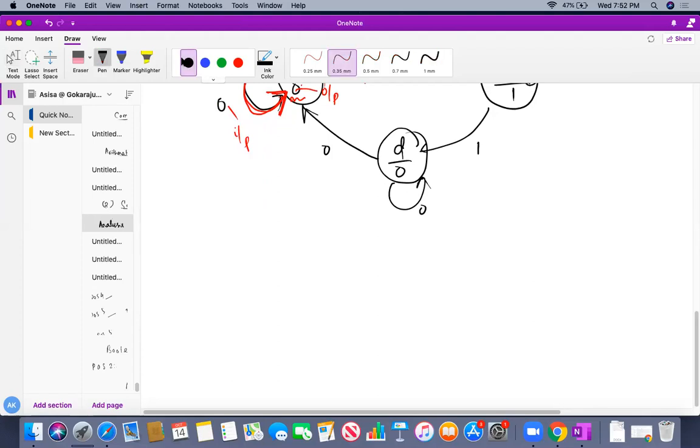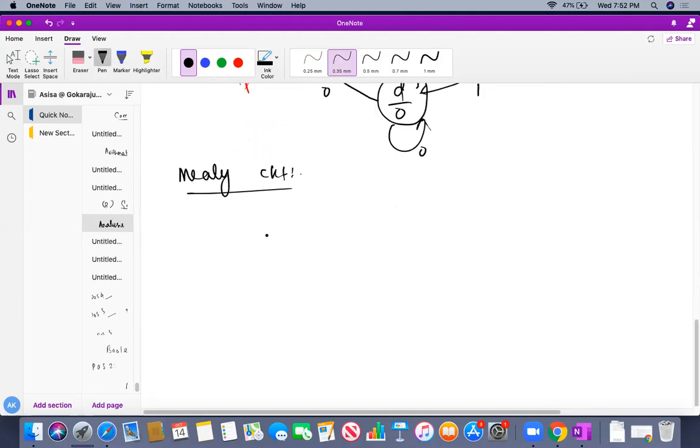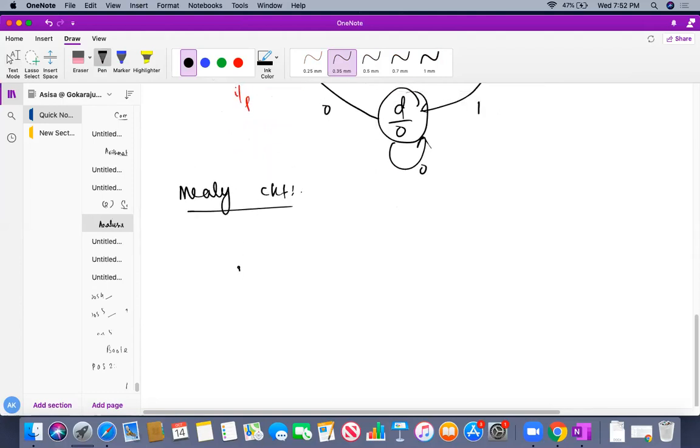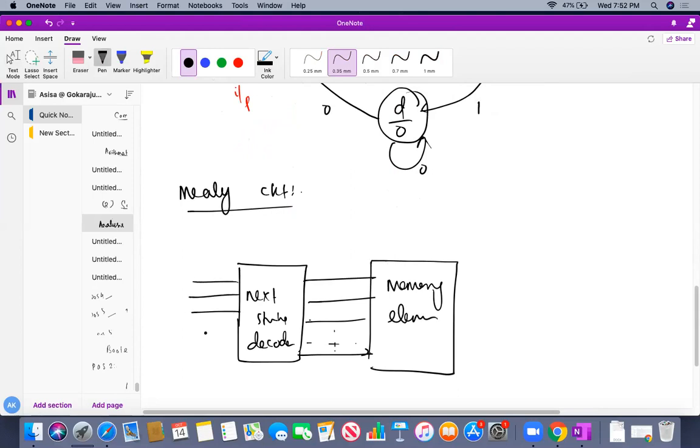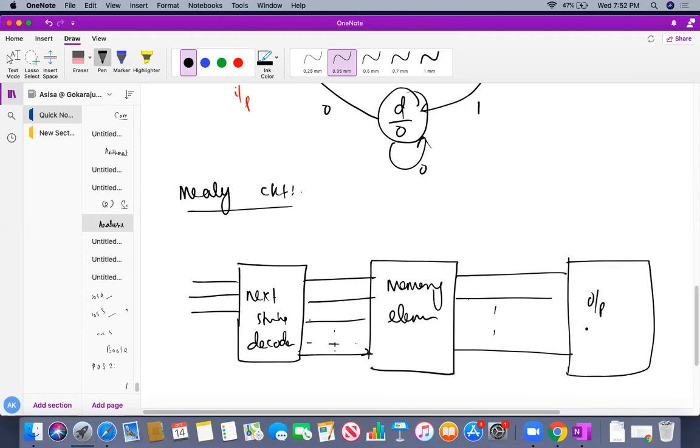Now we can see Moore circuit. Now we can see the Mealy circuit. In case of Mealy circuit, how it would look like, it has next state decoder. Just see here, it has next state decoder, and it has memory elements. This is my memory element. It has inputs. These are my inputs, and a few also due to feedback. Okay, this is my output decoder.